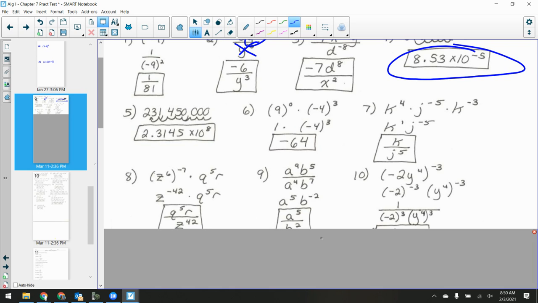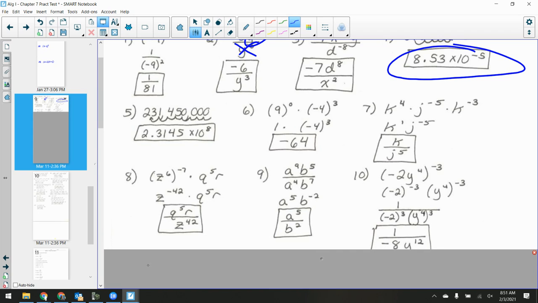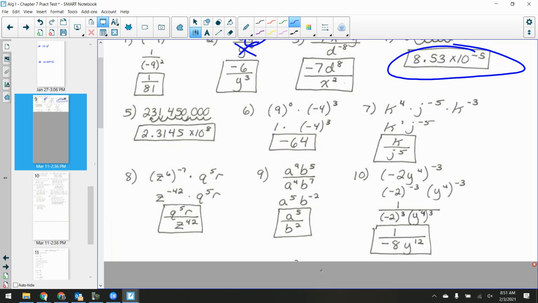Number 9 here. Let's see. Elena, what did you get for your final answer for number 9? Okay, it should have been b to the negative second, and then that should have gone down to the denominator as b to the positive second. And then number 10. See, number 10 is very similar to the one that I put on the warm-up because I fear that a lot of people got that one wrong. It should be 1 over negative 8 y to the 12. 1 over negative 8 y to the 12.